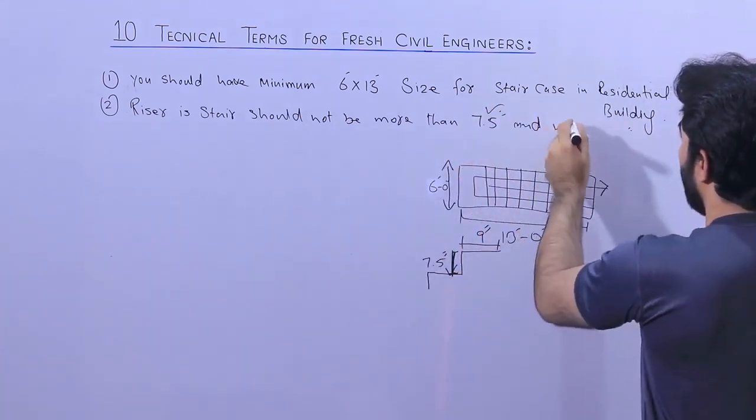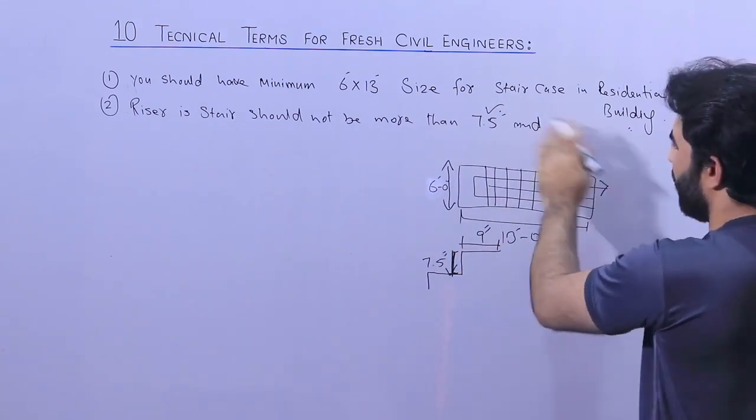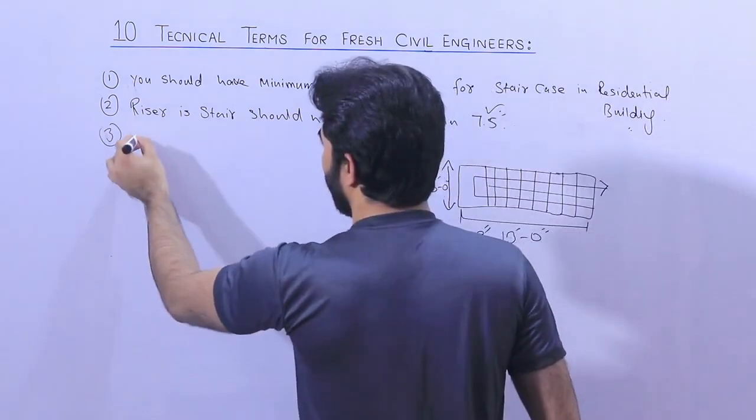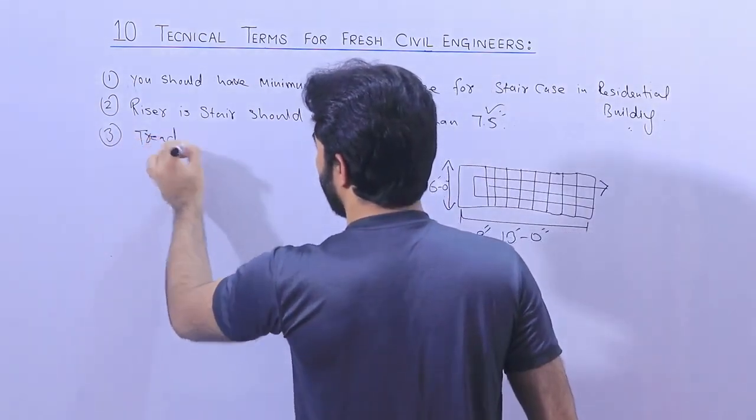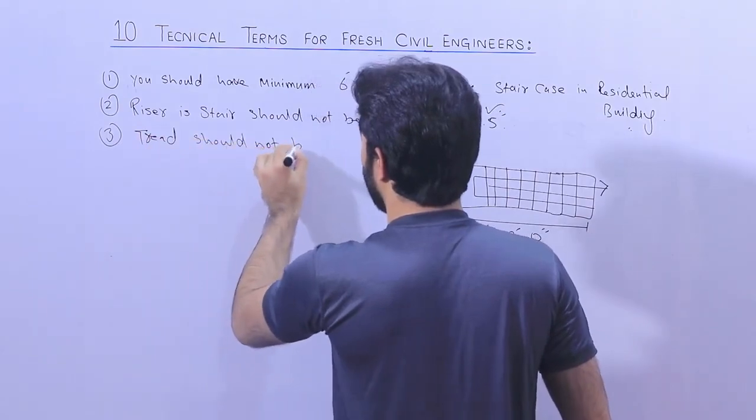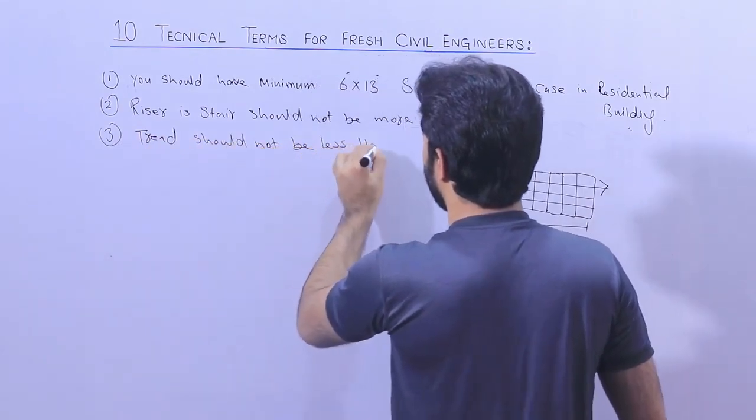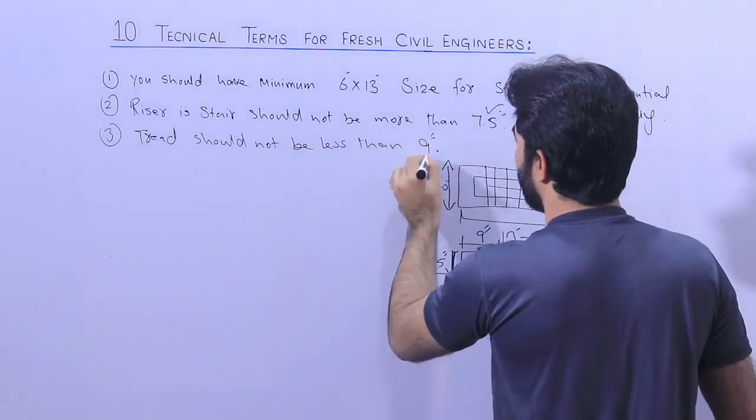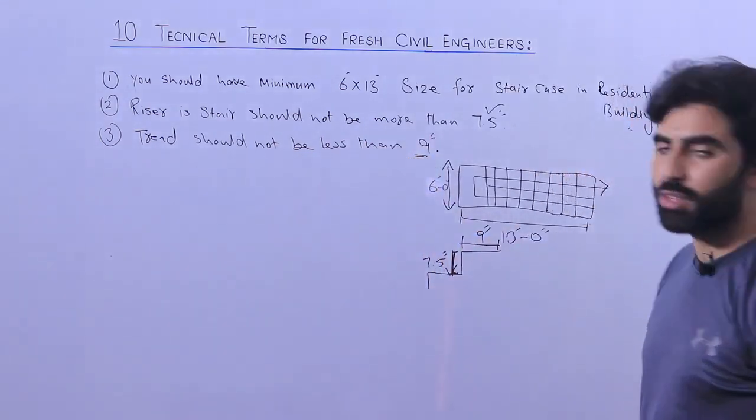And let me write it in the second one. Okay, 7.5 inches. So let me write the third one. Okay, and the tread should not be less than 9 inches; the first one is more than and this is less than. So this is the third one.